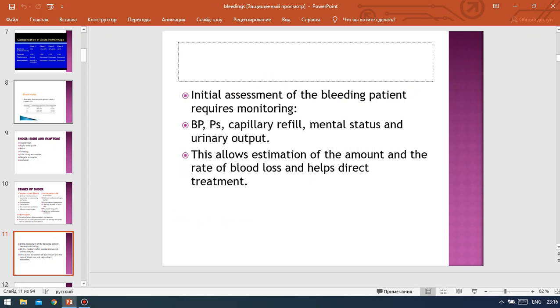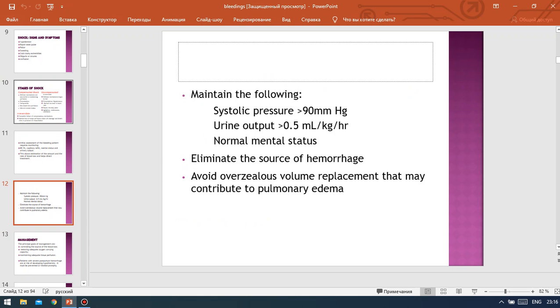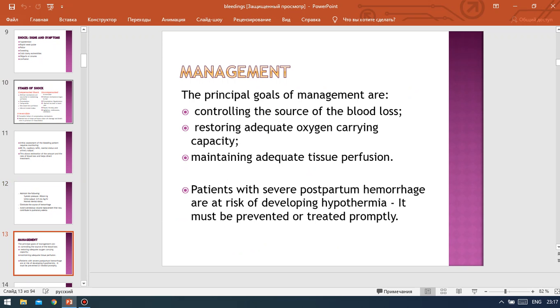Initial assessment of the bleeding patient requires monitoring of blood pressure, pulse, capillary refill, mental status, and urinary output. This allows estimation of the amount and rate of blood loss and helps direct treatment. Maintain the following: systolic pressure more than 90 millimeters of mercury, urine output more than 0.5 milliliters per kilogram per hour, and normal mental status. Eliminate the source of hemorrhage. Avoid overzealous volume replacement that may contribute to pulmonary edema.